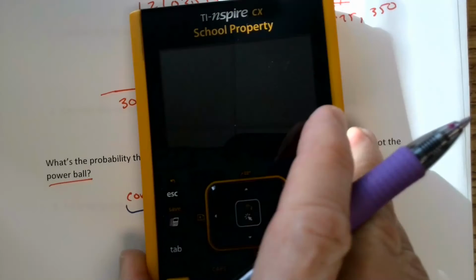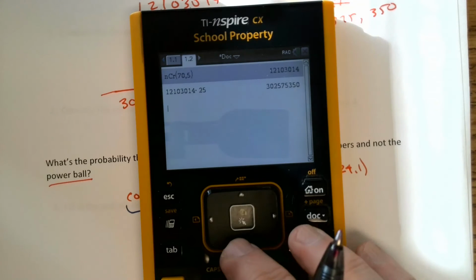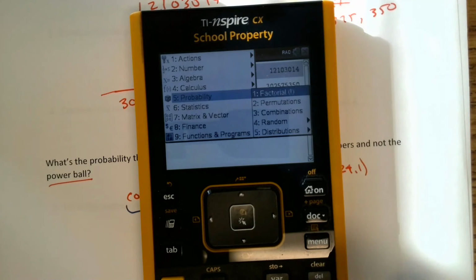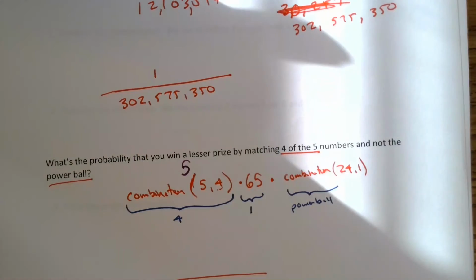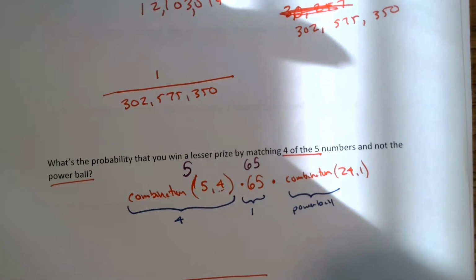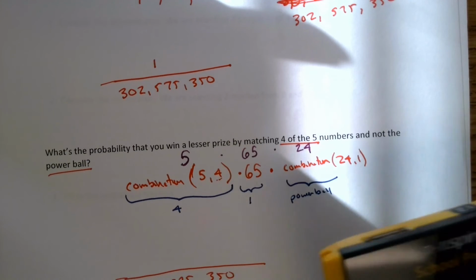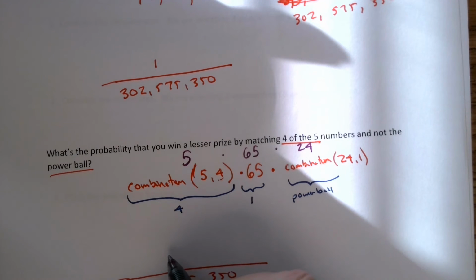I better check. Sometimes I get ahead of myself. On menu, probability, combinations, 5, 4. But all right, there's 65 ways to pick the wrong ball, and there's 24 ways to pick the wrong Powerball. So 5 times 65 times 24. So my numerator is 7,800.